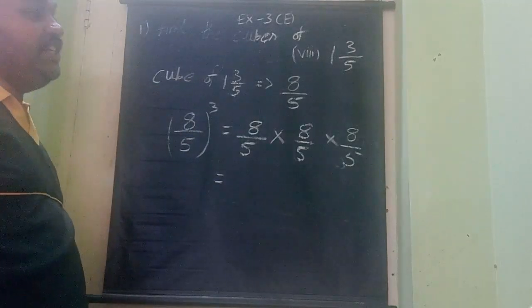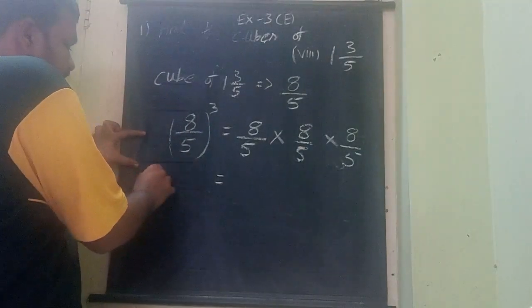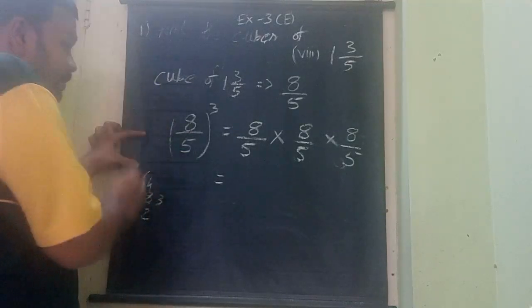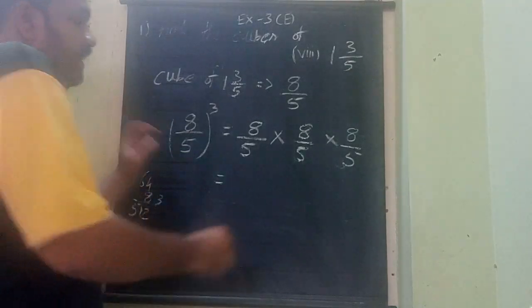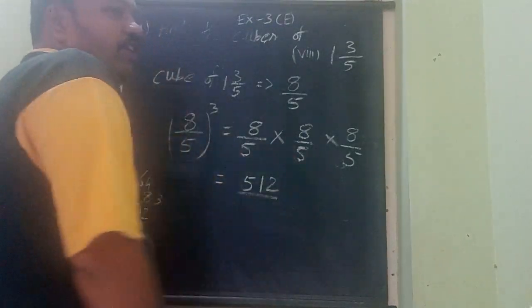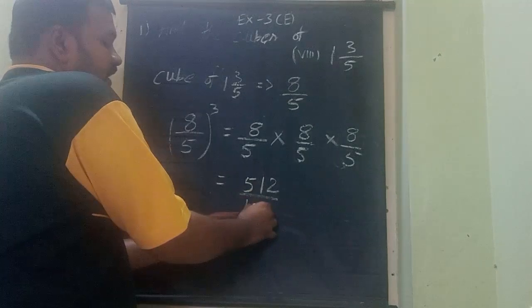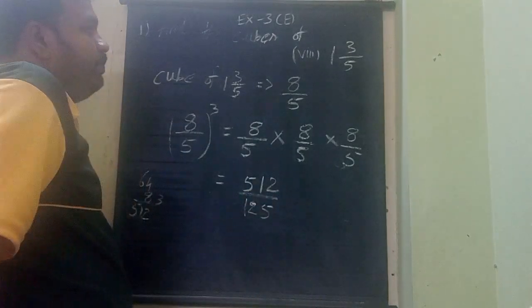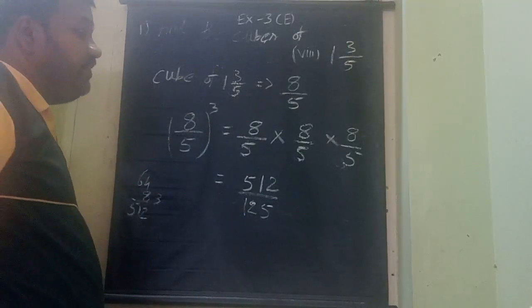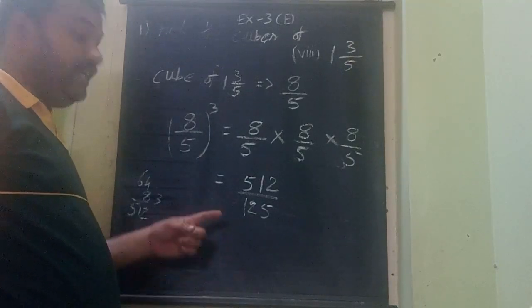Multiplication: 8 8s are 64, 64 8s: 8 4s are 32, 6 8s are 48 plus 3, 51, so 512. That is 512. The denominator: 5 5s are 25, 25 5s are 125. The cube of 1 3 by 5 is 512 by 125, which is given as an improper fraction.